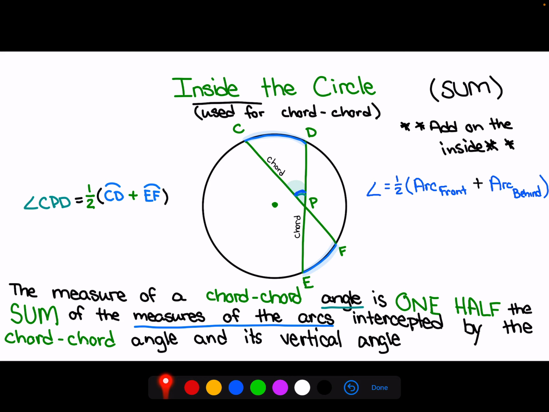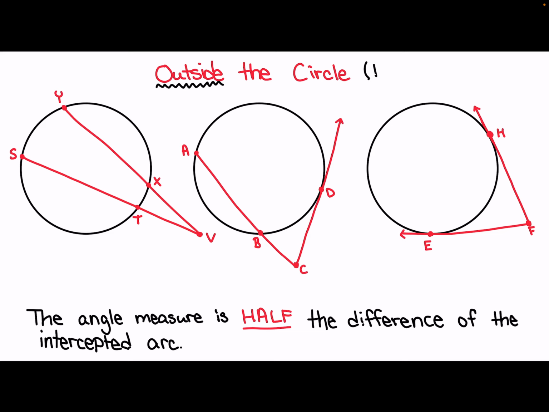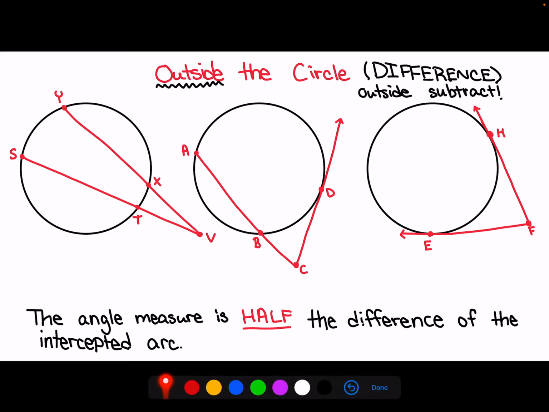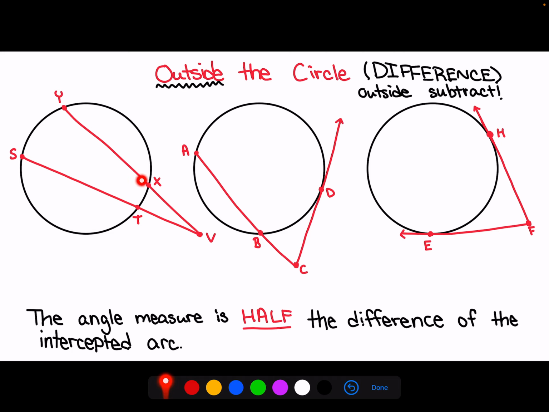The last type that we have is outside the circle. If we have our angle outside of the circle, which we see on each of these, V, C, and F are all located outside the circle, then that means that we are going to subtract. Outside means subtract. Inside means add. On the circle means take half. So the first one that we have here, this is a secant-secant angle. It's called a secant-secant angle because it's made up of two secant segments.